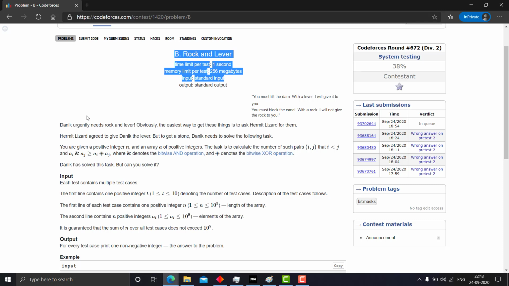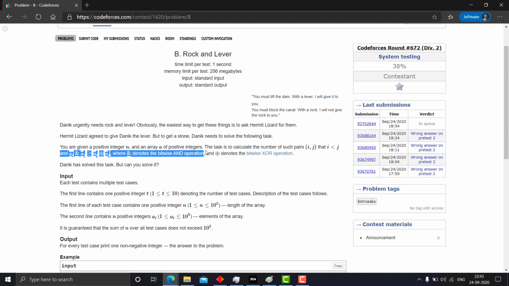Your task is to calculate the number of pairs i, j such that i is less than j and ai AND aj is greater than or equal to ai XOR aj, where AND denotes the bitwise AND operation and XOR denotes the bitwise XOR operation.